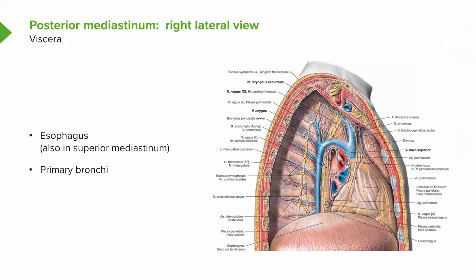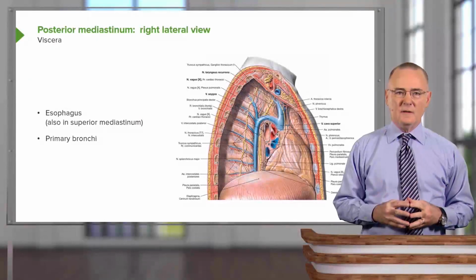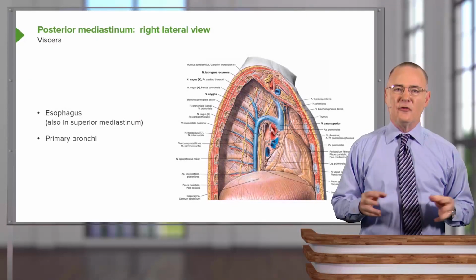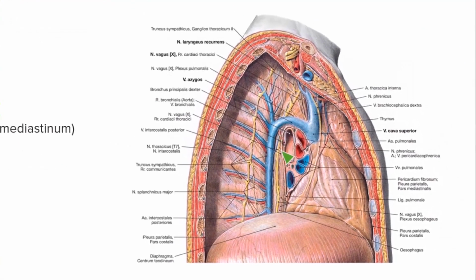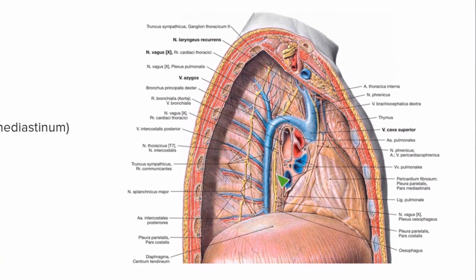The posterior mediastinum, this region will house the esophagus. And so if we take a look here, we have the esophagus extending from the superior mediastinum into the posterior mediastinum. We can also see the divisions of the trachea within the posterior mediastinum.